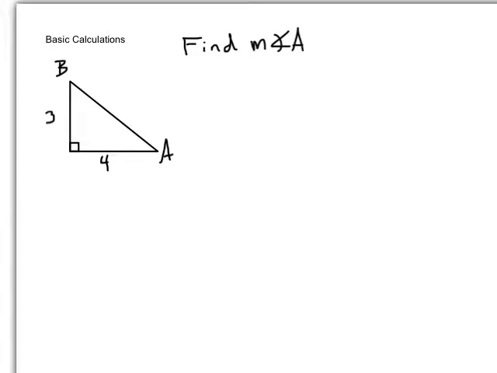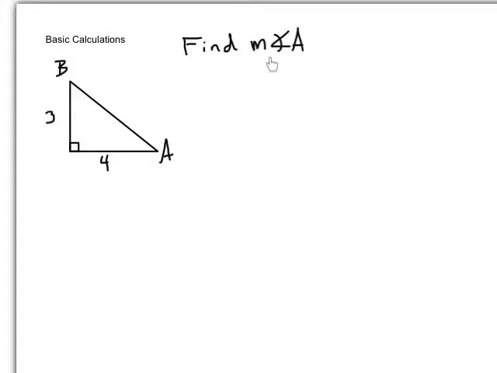So now we're going to practice some basic calculations. You will need a calculator to do this, a scientific calculator with your trig functions on there. And here I have my standard right triangle. I have two side lengths. One side has a length of 4, one side has a length of 3, and we don't have the length of the hypotenuse because it's not necessary.